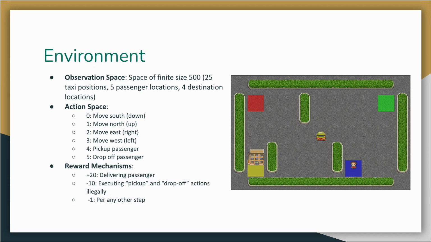And then the reward mechanisms for this problem are +20 for delivering a passenger, -10 for executing a pickup or drop off action illegally, and -1 per any other step around the grid.